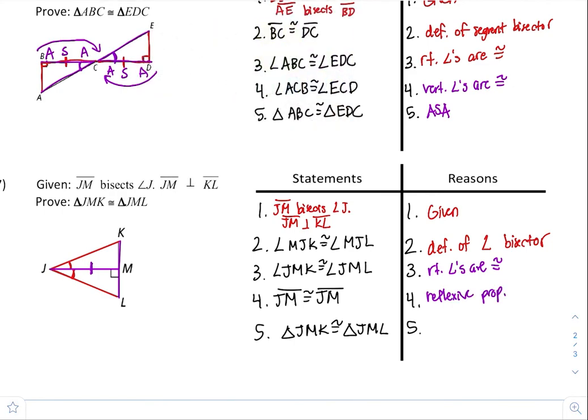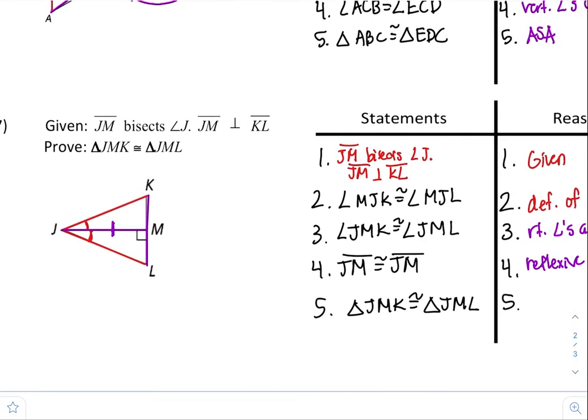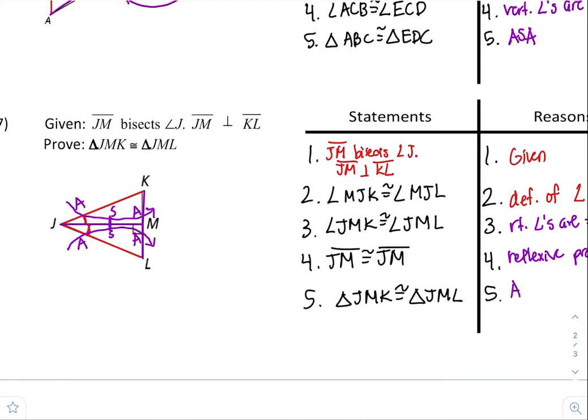Now, let's label, right? We got one pair of congruent angles, one pair of congruent sides and one pair of congruent angles. Angle, side, angle, angle, side, angle. So these triangles are congruent by angle, side, angle.